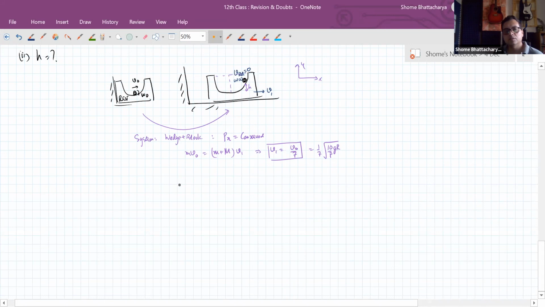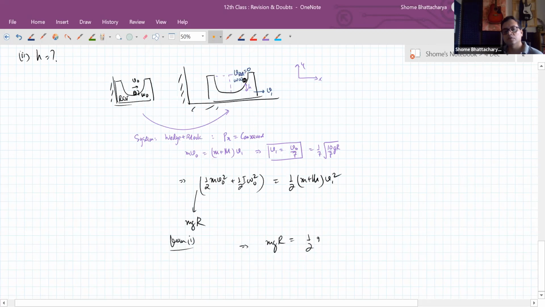So we'll do energy conservation now. Half m v naught square plus half I omega square should be equal to half (m plus M) v1 square, plus mgh. Now interestingly, you can see that this quantity is actually equal to mgr from the first part. So we can directly equate mgr is equal to half (m plus 6m) v1 square plus mgh.